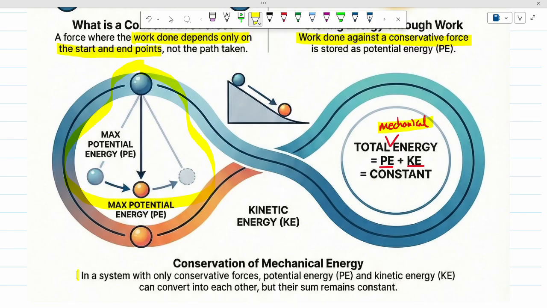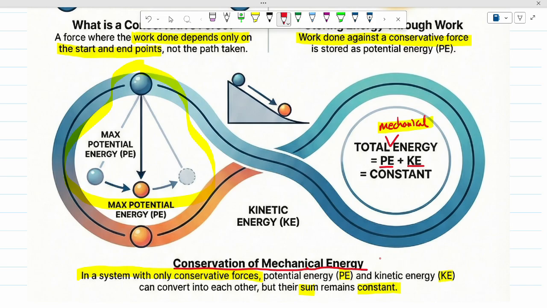So in a system with only conservative forces, meaning all the forces that might be doing work are gravity or spring force, and all the other forces you have seen are not conservative forces, in such a situation the sum of potential energy and kinetic energy will be constant. And that's what we are talking about when we refer to conservation of mechanical energy.